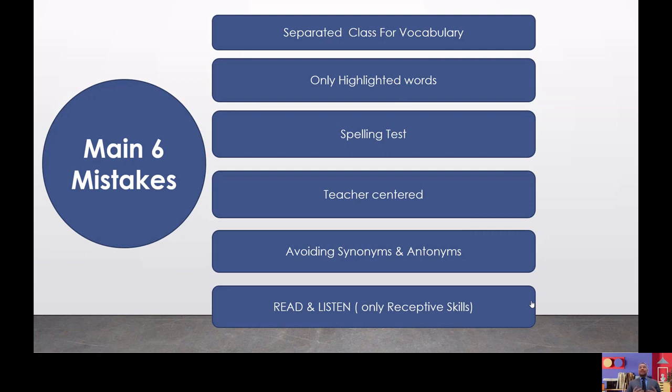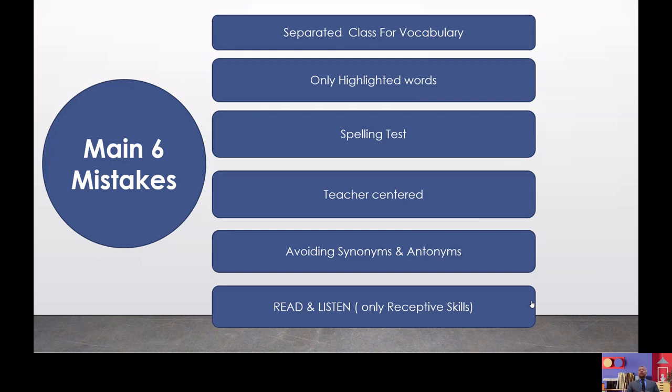One of the main mistakes, number 3, is about the spelling test. Most teachers, not some, think that one of the techniques to revise and check the vocabs for students is doing a spelling test, and that's wrong. One of the mistakes done by teachers is the spelling test. It is wrong, and I will tell you how to do an effective spelling test, not that traditional way.